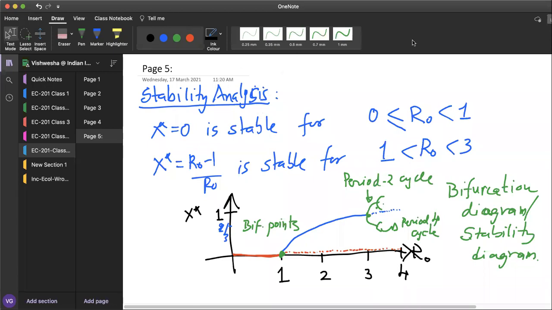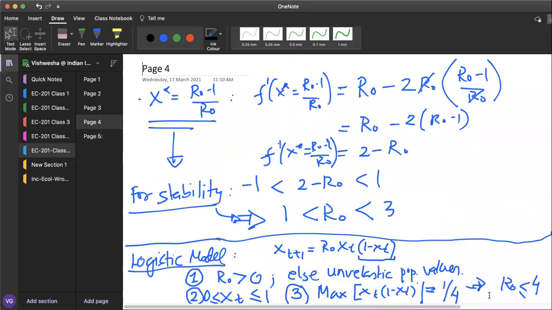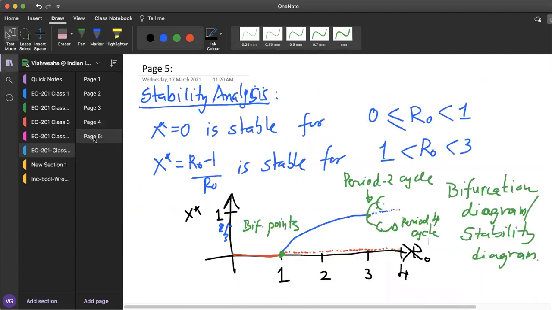Yes, I tried running it above 4, at 5. Oh, no, 4 we shouldn't go beyond, because we shouldn't get a negative population at all. That's a hard constraint, so we shouldn't really do anything beyond 4. Yeah, up till 3.45, after that it was just chaotic. There was no pattern at all.